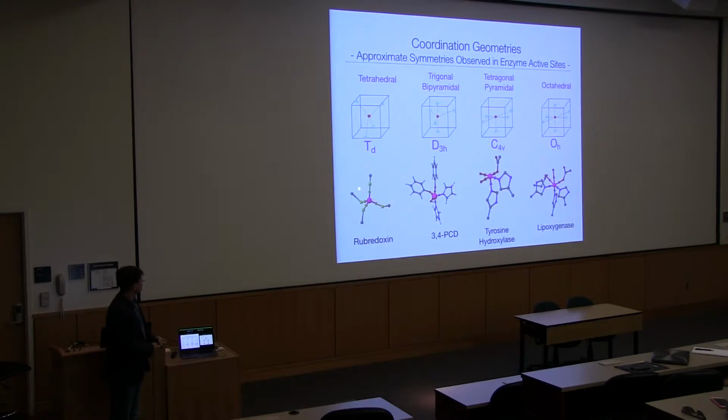For example, in rubredoxin, that's an iron involved in electron transfer, you have an approximately tetrahedral site. Of course, it's not really tetrahedral because the sulfur-carbon bonds break the tetrahedral symmetry. But it's close enough to a tetrahedron that rubredoxin retains properties of a tetrahedral active site, and that's why it's important to study these high symmetry cases. For protocatechuate dioxygenase, you have an approximate trigonal bipyramid. For tyrosine hydroxylase, also an iron site, you have an approximate square pyramid. For lipoxygenase and a million other iron enzymes, you have an approximate octahedral site. So you see, you really find all of these coordination geometries.